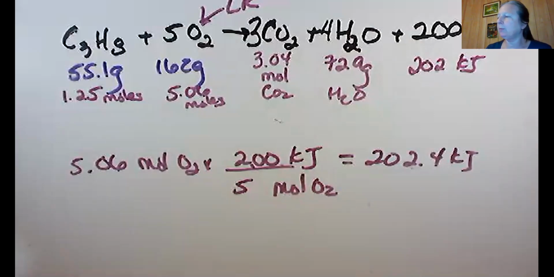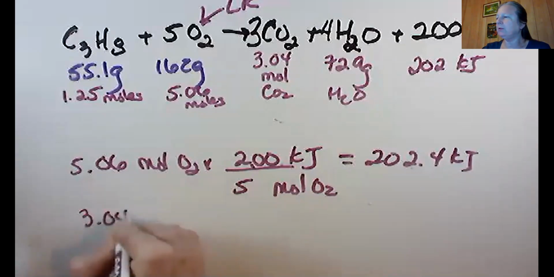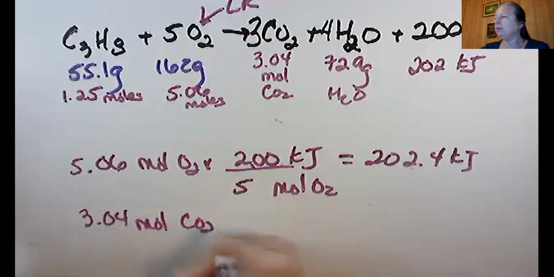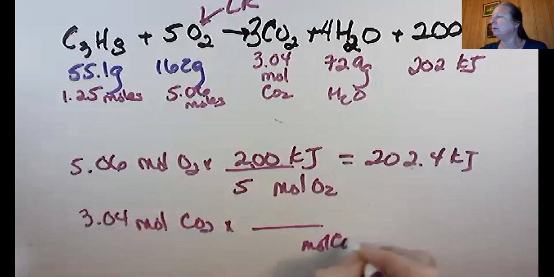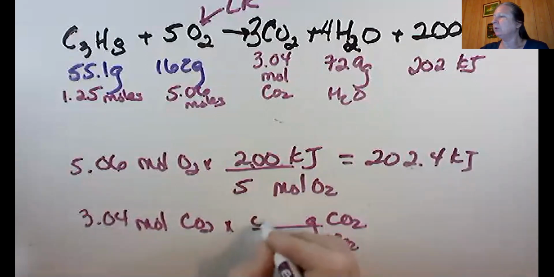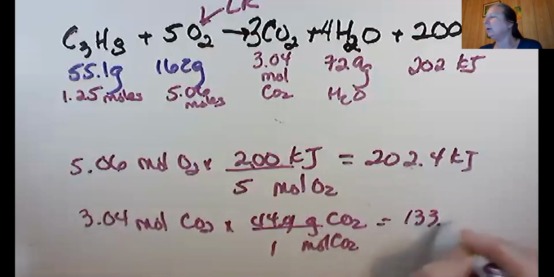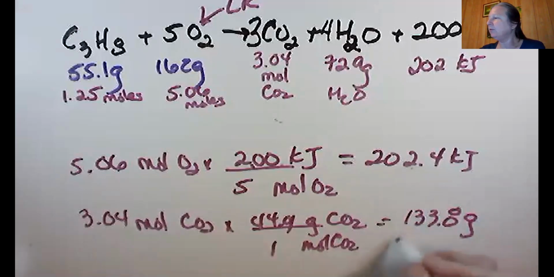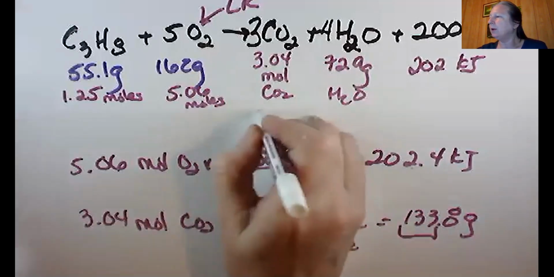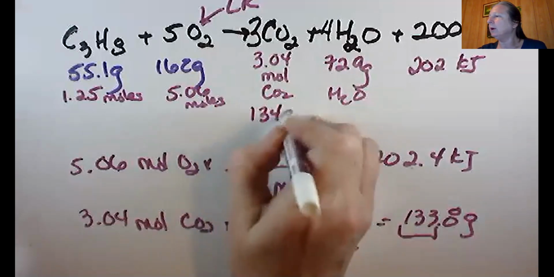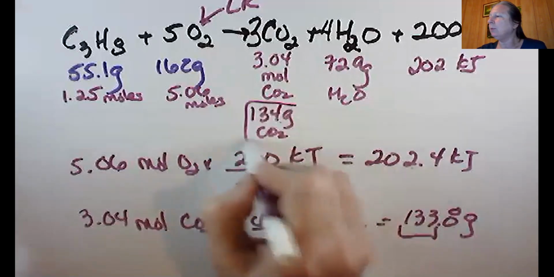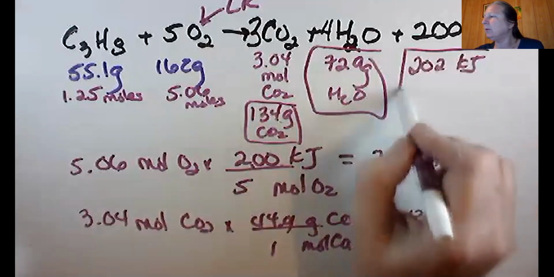Let me go ahead and convert my carbon dioxide to grams so I don't forget and enter it in the table as moles, which would be wrong. And that's 44.01. So 3.04 times 44.01 equals 133.8. And again, 3 sig figs. So it's going to be 134 grams of CO2. That will be reported in the table, this will be reported in the table, this will be reported in the table.